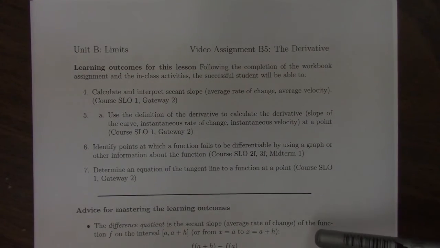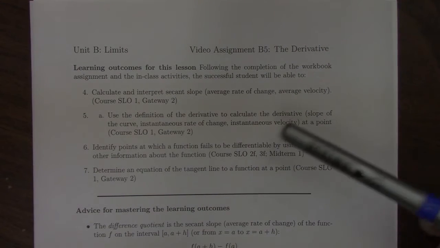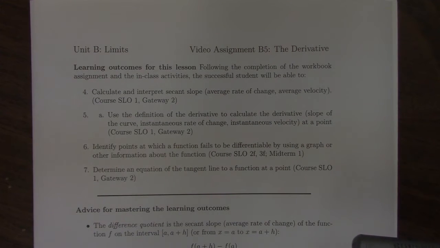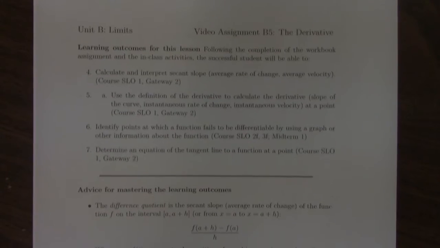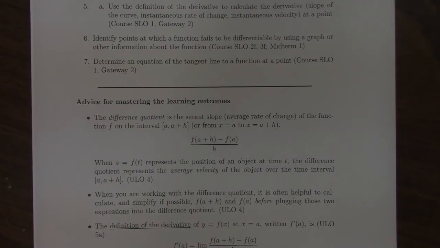And we're going to identify points at which a function fails to be differentiable, either by using the graph or other information about the function, and determine an equation of the tangent line to a function at a specific point. The advice for mastering the learning outcomes is the following.